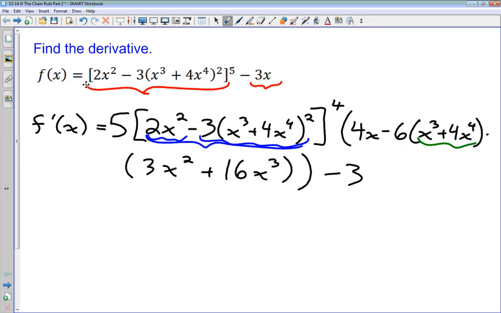Basically, you want to start on the outside of your function and work your way in. Our outer function was something subtract something, so do the derivative of both of those. Next step in, we've got something to the power of 5, do that derivative. Multiply by the derivative inside, the derivative of this, and so on and so on.